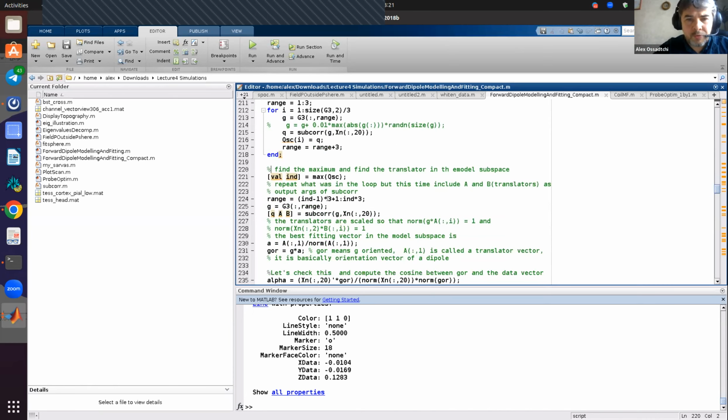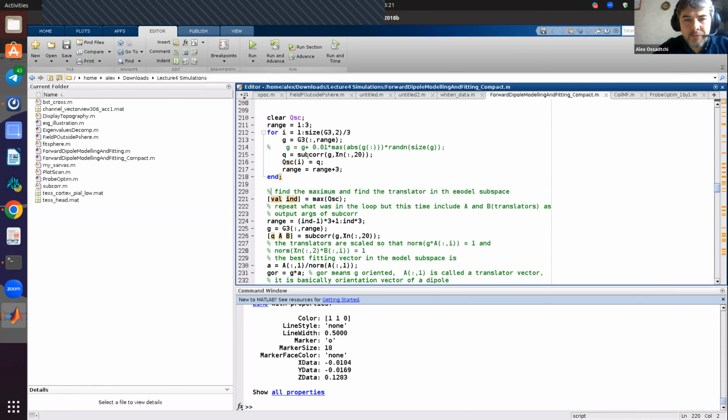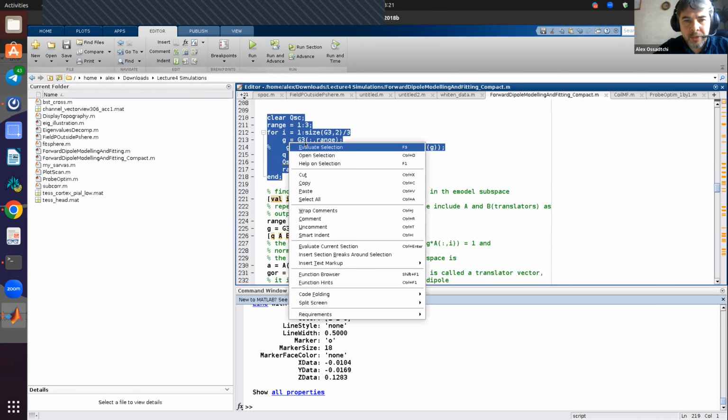And then look at the following thing. Once you have found the maximum, right? You can scan, you can find the maximum here. For instance, let's do it this way.